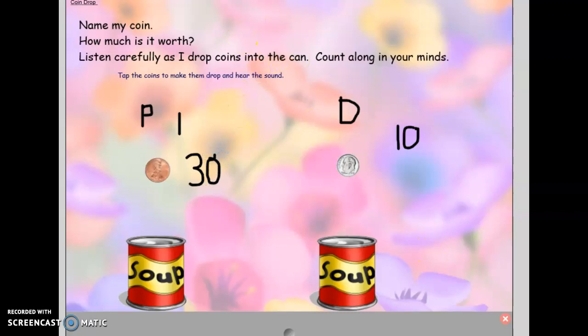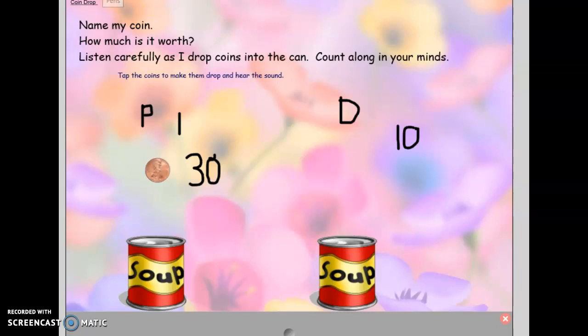Okay, let's go over to the dime. So remember, when we count dimes, we're counting by tens. So when I drop a dime in, you're going to say 10 and then 20. Ready? Let's go. 10.